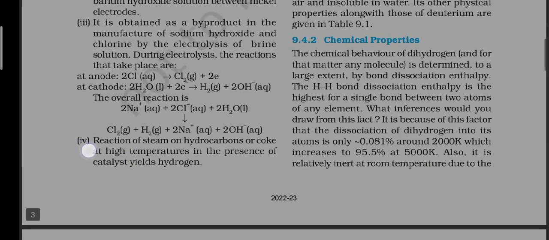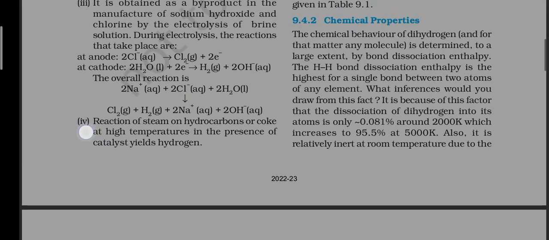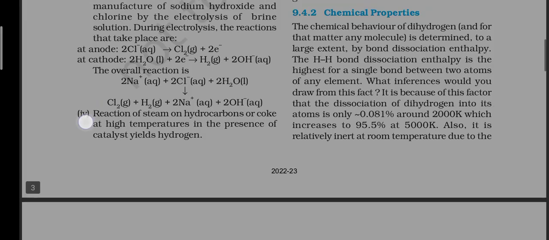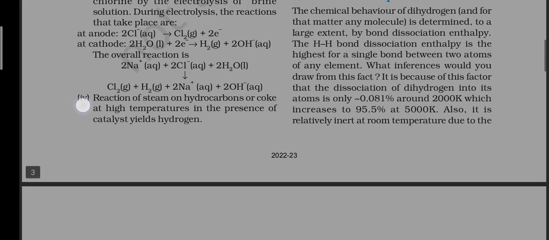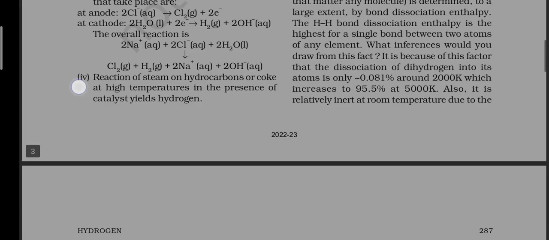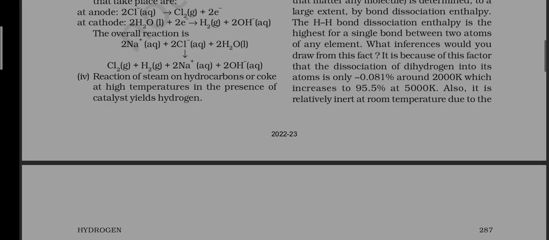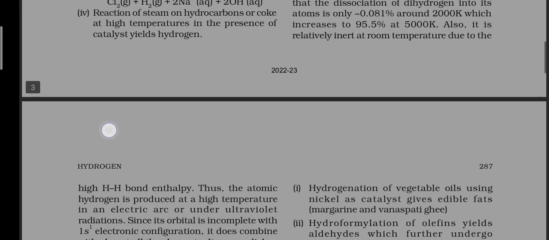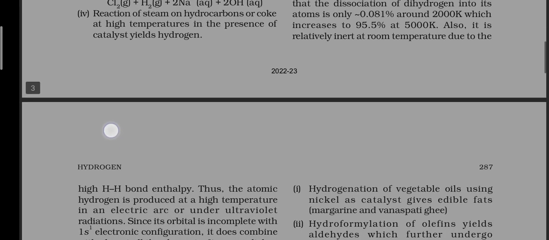Next is chemical property. The chemical behavior of dihydrogen is determined to a large extent by bond dissociation enthalpy. The hydrogen-hydrogen bond dissociation enthalpy is the highest for a single bond between two atoms of any element. What inferences would you draw from this fact? It is because of this factor that the dissociation of dihydrogen into its atoms is only about 0.081% around 2000 Kelvin, which increases to 95.5% at 5000 Kelvin.